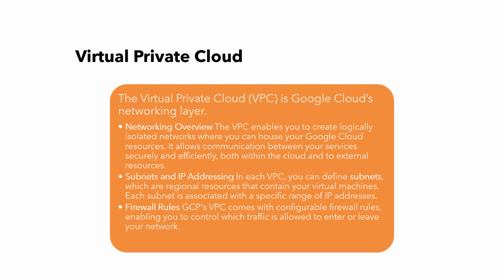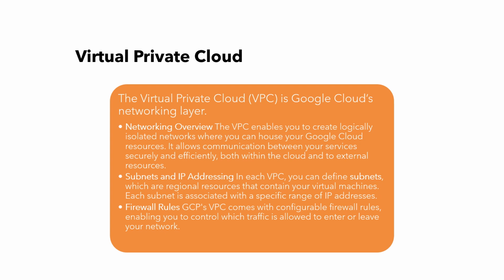Let's talk about route management. GCP VPC uses a route table to direct traffic between subnets, within your VPC, and beyond. You can also configure custom routes to control how traffic flows through your network. For example, you might want to direct all outbound internet traffic through a specific virtual appliance, such as a firewall.